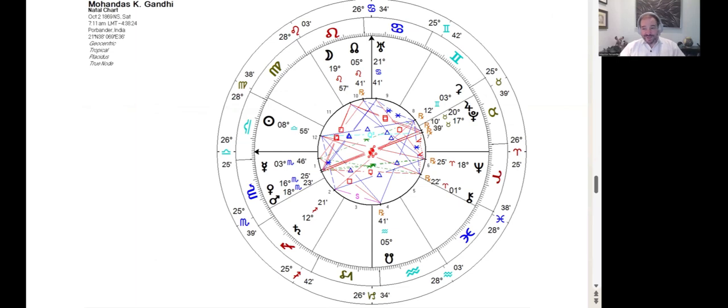Some people have strong fixed energy. Mohandas Gandhi was born with a Leo moon, North Node in Leo, square Mars, Venus in Scorpio opposing Pluto, Jupiter in Taurus, and the South Node in Aquarius. So he has this big fixed cross.